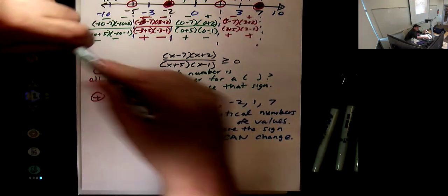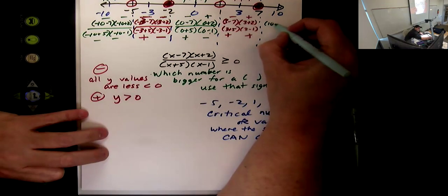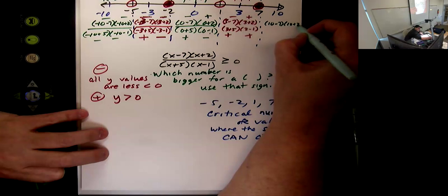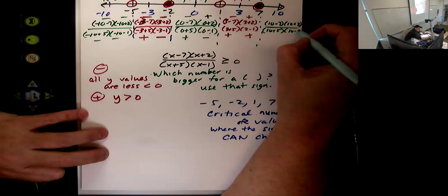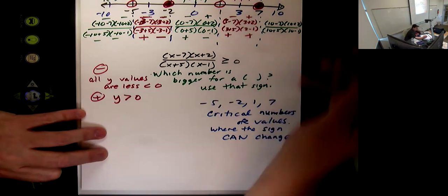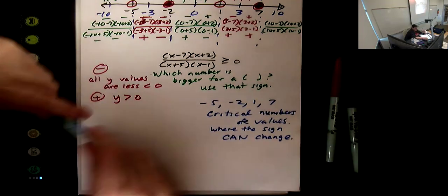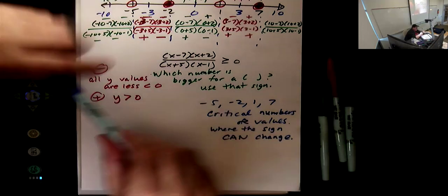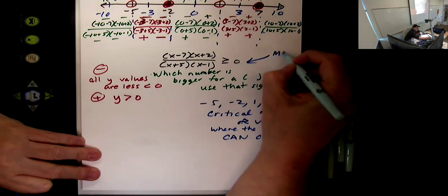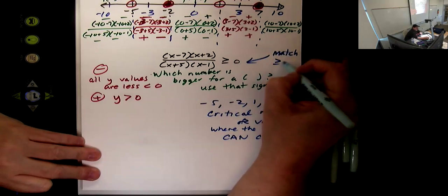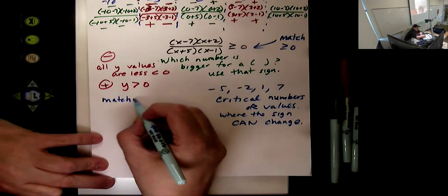Let's change color so it's a little bit easier to read than a wall of parentheses. 10 minus 7, 10 plus 2, 10 plus 5, 10 minus 1. These are all positive. This region is positive. You guys get that? All right, so we want the regions that line up with that. Match greater than or equal to 0. So matching regions would be the positive regions.